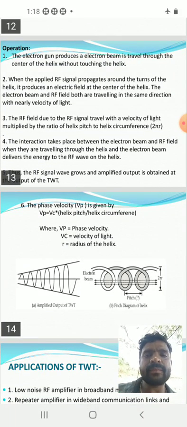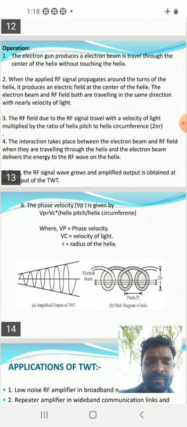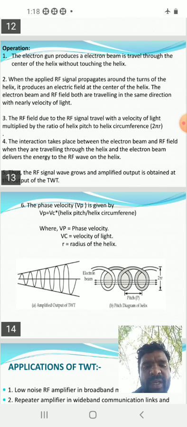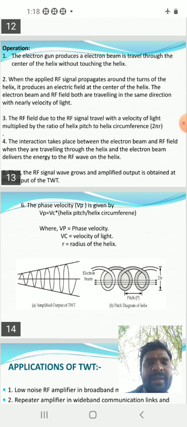Operation of the traveling wave tube. The electron gun produces the electron beam, which travels through the center of the helix without touching the helix. So the electron gun generates electrons which are transmitted from the electron gun towards the collector through the center of the helix and vacuum tube. The electrons do not touch the helix construction or helix wire.